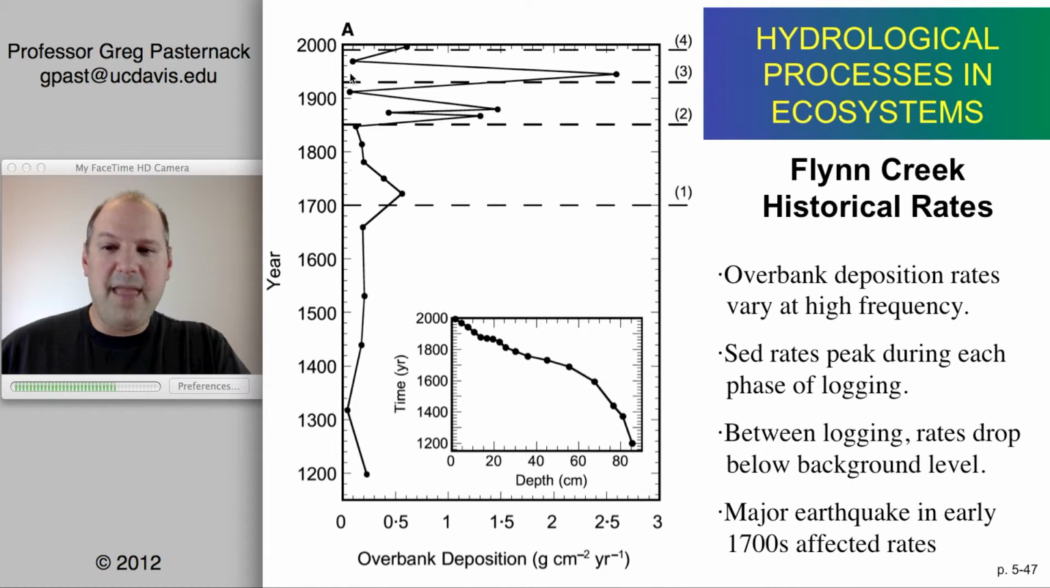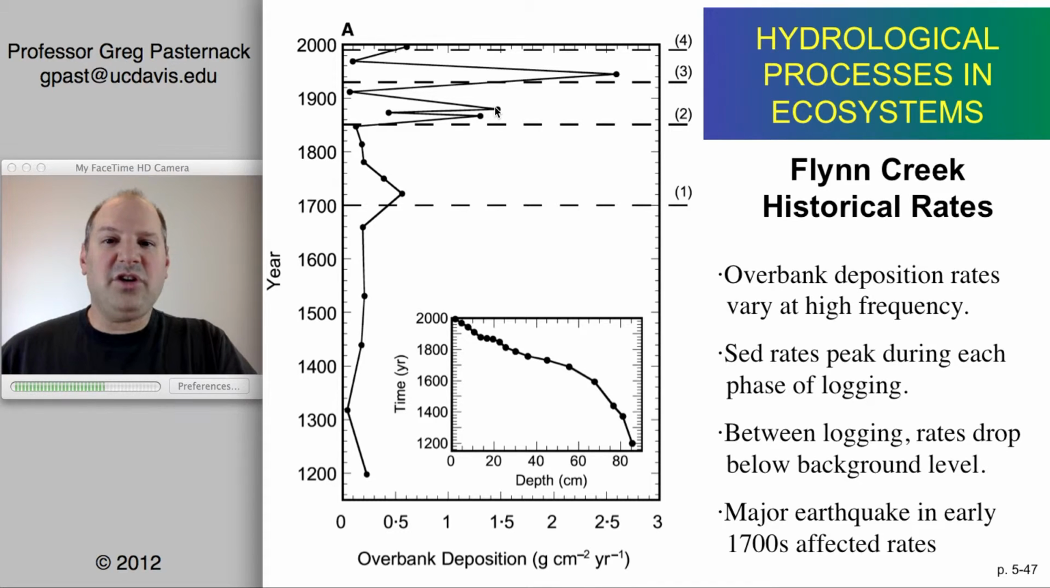So this main graph that you see here shows the overbank deposition rate on the floodplain in grams per square centimeter per year through time from 1200 AD to present. The inset graph shows our depth-time relationship. That's not so important. And what you can see is there are these background levels that are relatively low. There's a spike here that we think is associated with an earthquake.